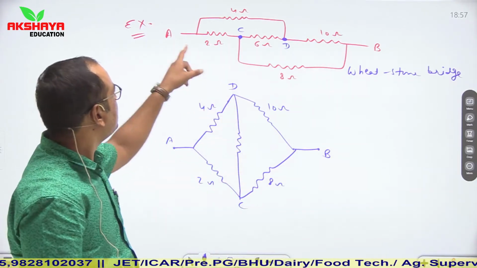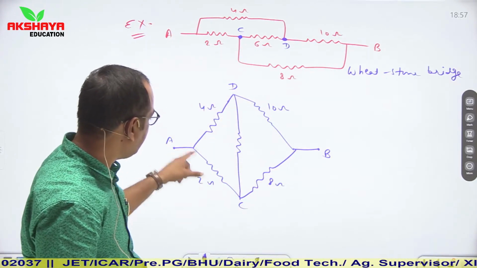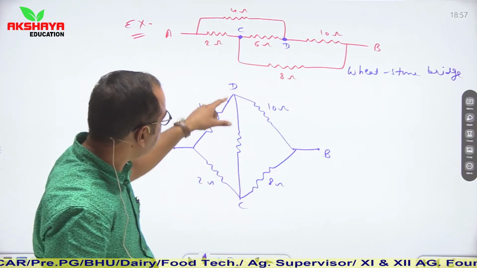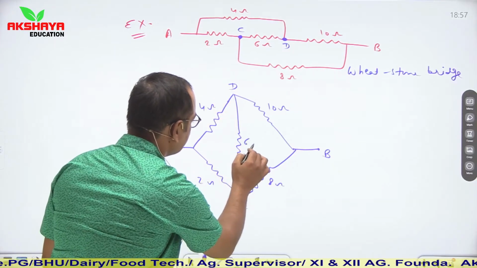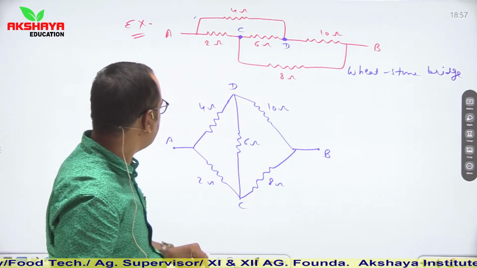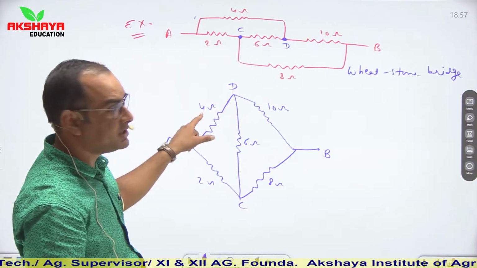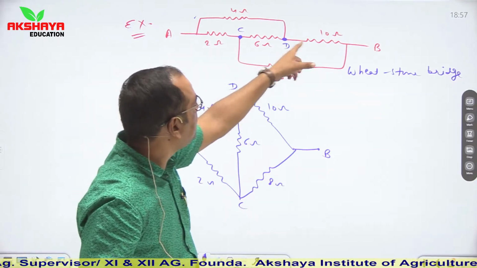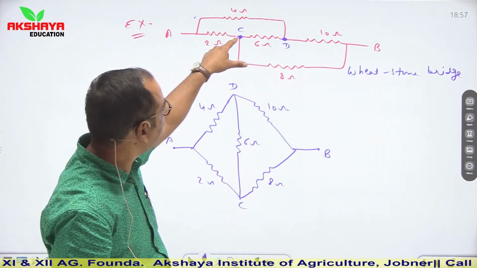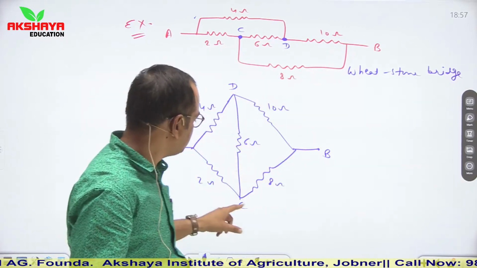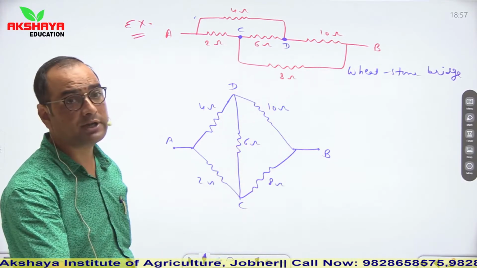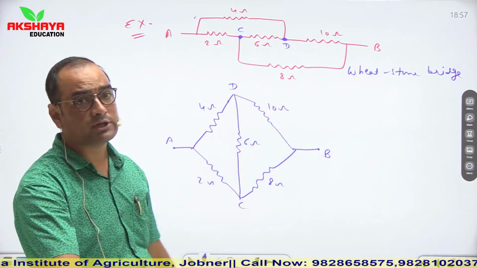Now see, resistance between A and C. So between A and C is of 2 ohm. Resistance between C and D, the resistance between C and D is, let us say it is of 6 ohm. Resistance between A and D is of 4 ohm. Resistance between D and B is of 10 ohms. Resistance between C and B is of 8 ohms. So this is the simple combination which is equal to Wheatstone bridge.